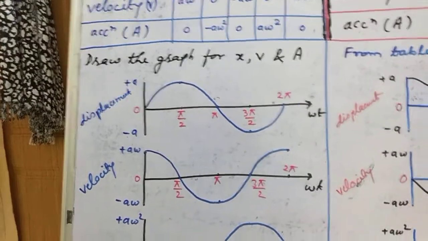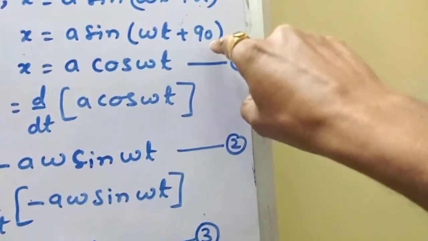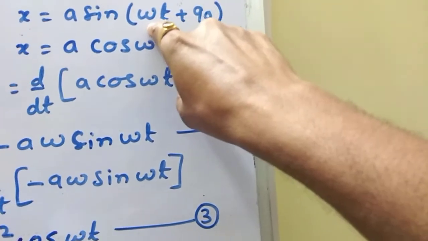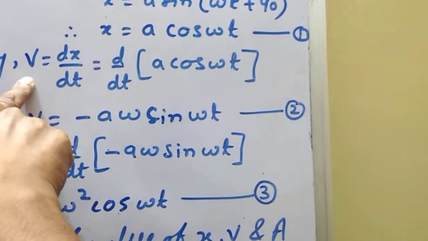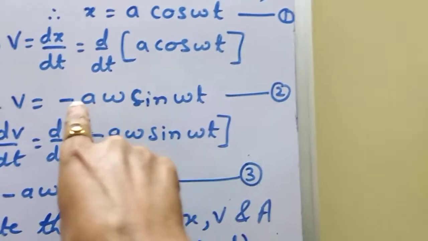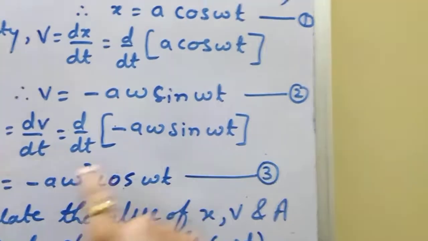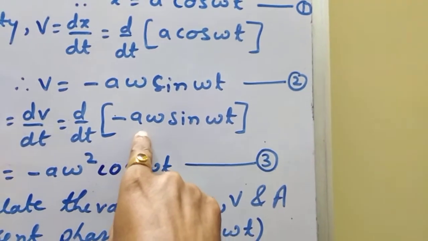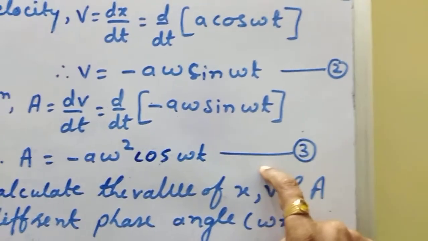Similarly, when the particle starts from the extreme position, we consider the initial phase angle alpha equal to 90 degree. Therefore sine of omega t plus alpha is replaced by sine of omega t plus 90, which is equal to cos omega t. So x is equal to a cos omega t. Velocity v is equal to dx by dt, so when we substitute the value of x, velocity v is equal to minus a omega sine omega t, equation number 2. For acceleration, we substitute the value of v, so acceleration is minus a omega square cos omega t. In this way, equations 1, 2, 3 are obtained.